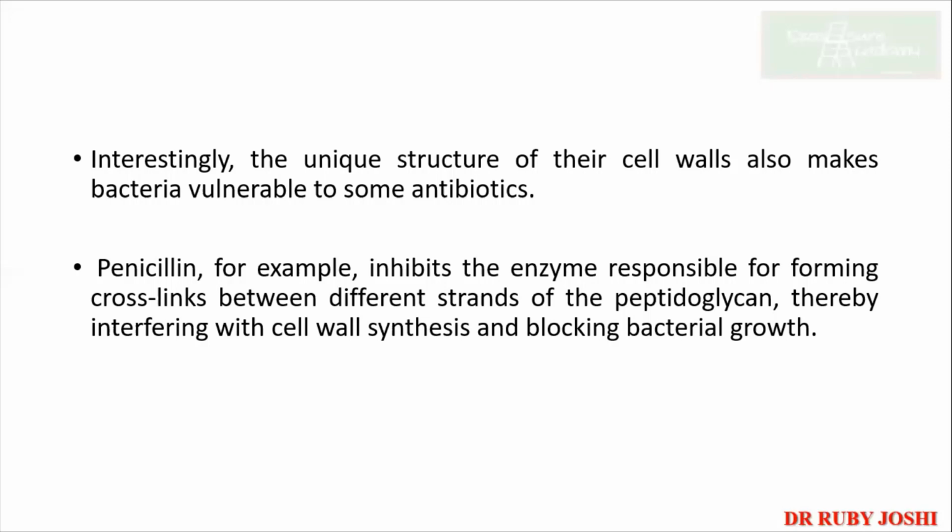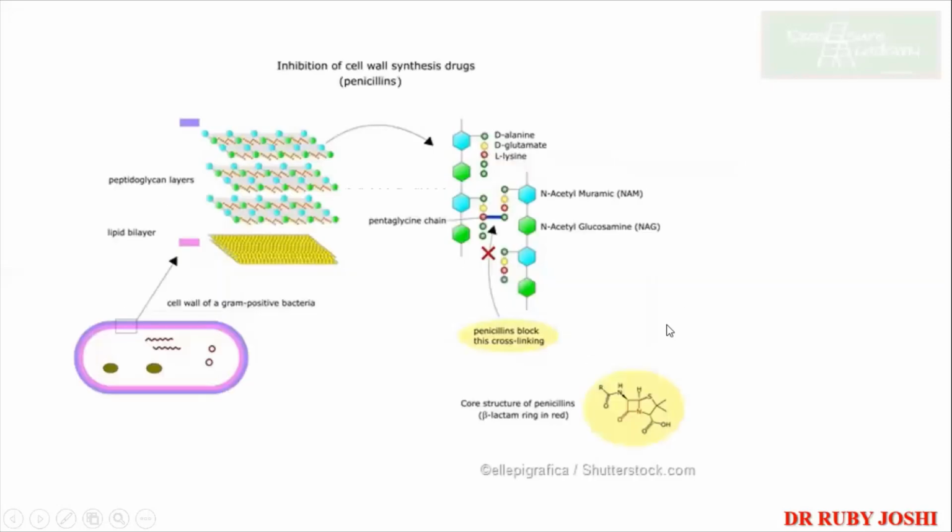Now we have penicillin. You know where penicillin is derived from. It also has the ability to inhibit the enzyme responsible for forming the cross-linking, that is, it inhibits transpeptidation, thereby interfering with cell wall synthesis and blocking bacterial growth. Now let's see how this is happening. You have this peptidoglycan, correct? NAM and NAG are there, and these pentapeptides are present. The cross-linking between the pentapeptides with the help of the transpeptidase enzyme is being blocked, and penicillin comes in the category of beta-lactam.